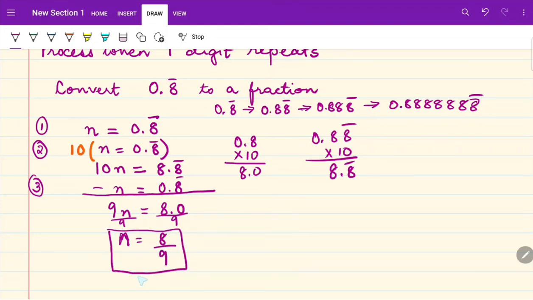So at this point, we have completed the process, and we have converted the repeating decimal value to a fractional counterpart.